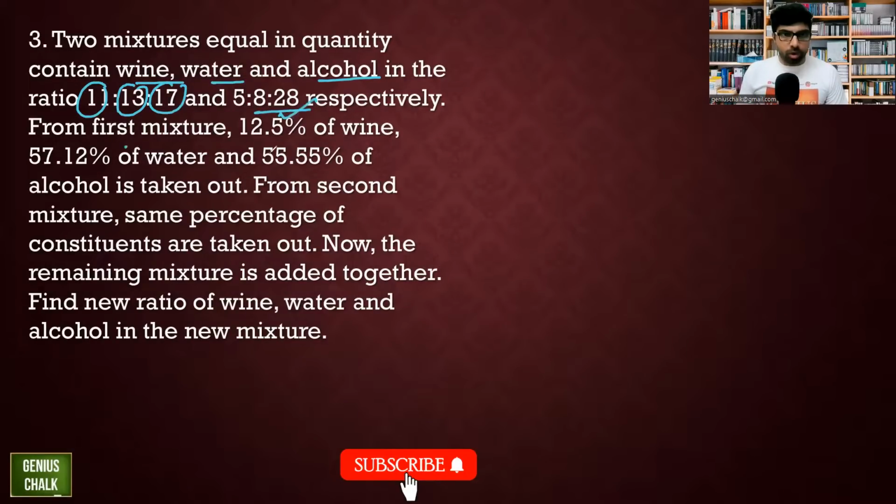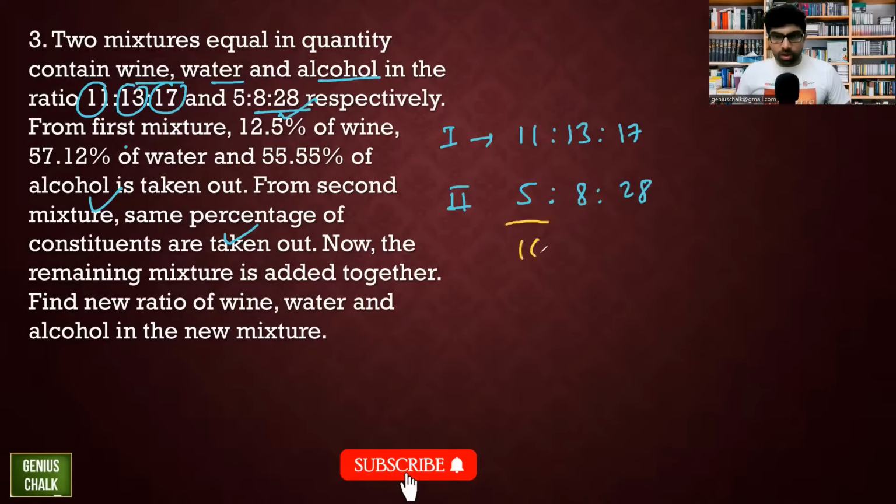Again, this much of wine, water, and alcohol, and from the second also, the same percentage is taken out. The remaining mixture is added together. So we have to find the remaining answer. So let's write it again. For the first mixture, it is 11 is to 13 is to 17. Second mixture, 5 is to 8 is to 28, right? And now, what is the total? Total is 16, total is 21, total is 45.